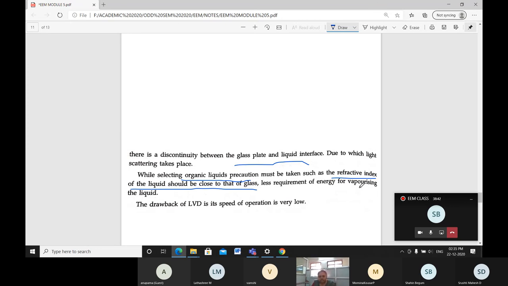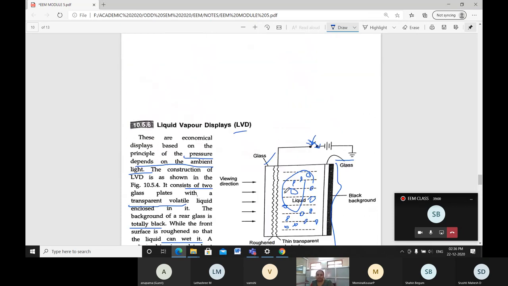Less energy is required for vaporizing the liquid. The drawback, the disadvantage of using this, is that the speed of operation is very low. It has to heat up, then it is going to emit the light. For that reason, we do not prefer this display. In olden days they used it for some applications, but nowadays they do not prefer this display device.